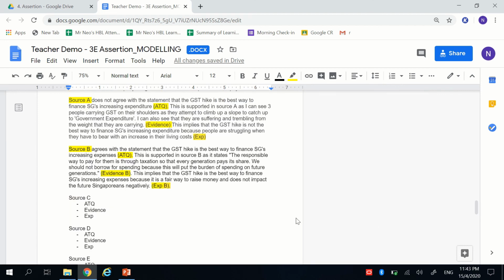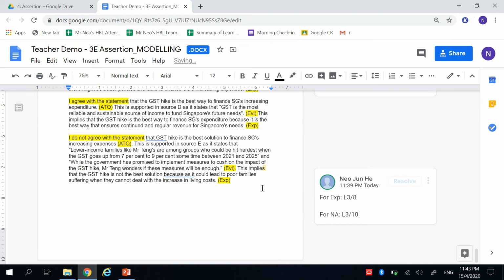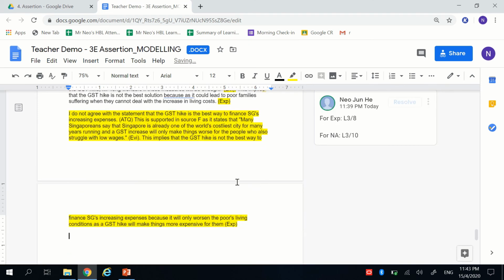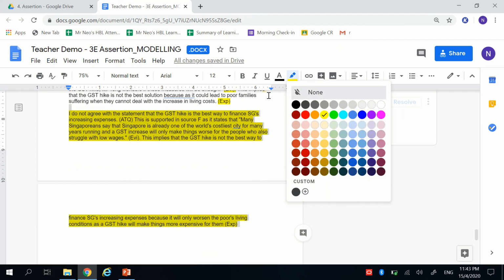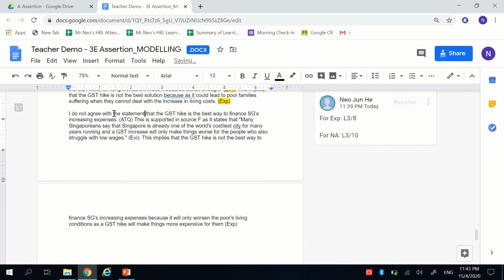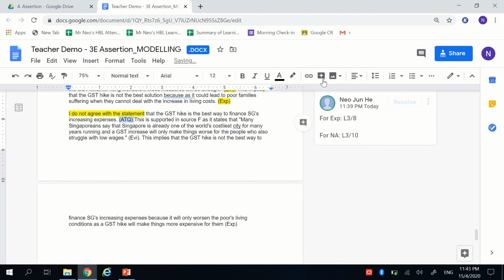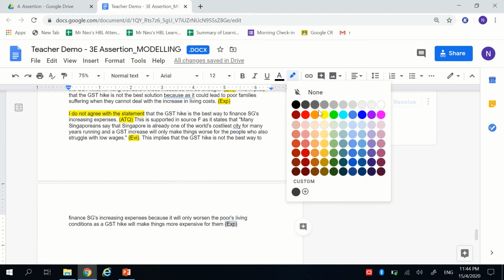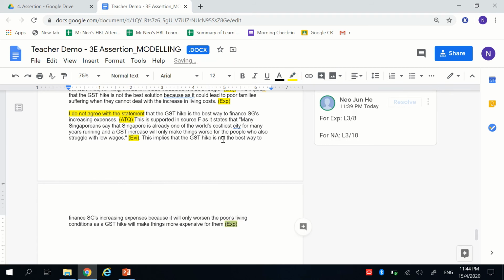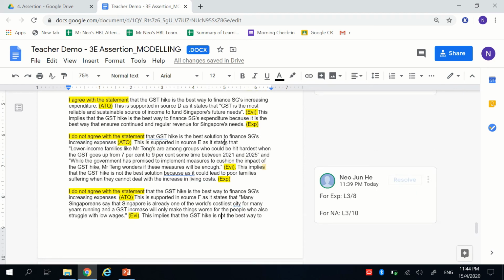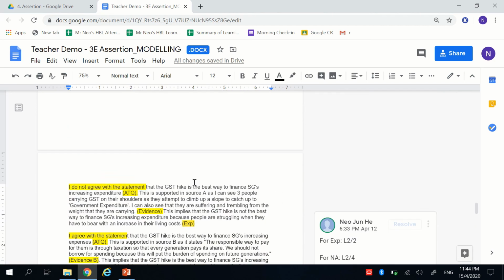So let's copy and paste this over. So I ATQ'd, you do not agree with the statement. There's ATQ over here. There is relevant evidence. And then there is an explanation. Okay, you do not need to write 6 sources because for sure you don't have such time in the exam to do so.